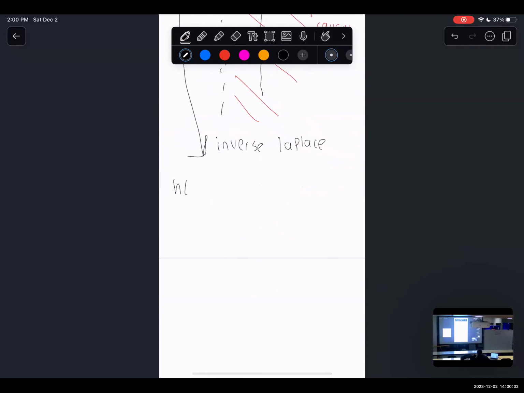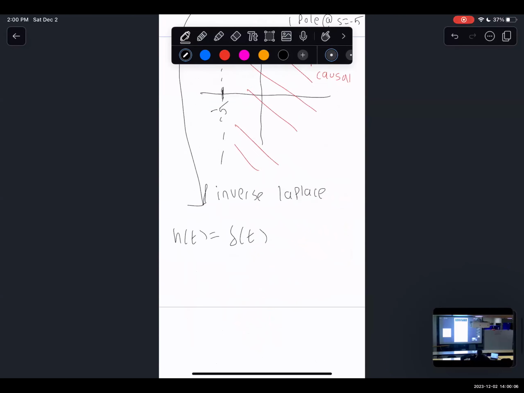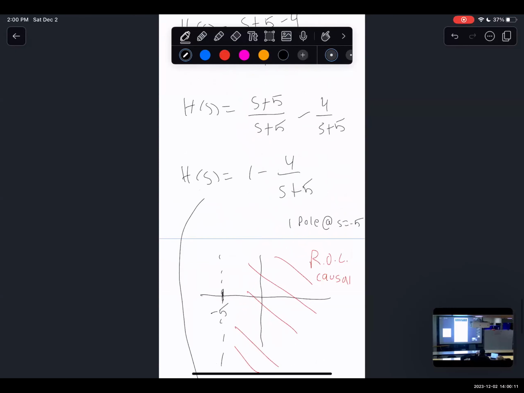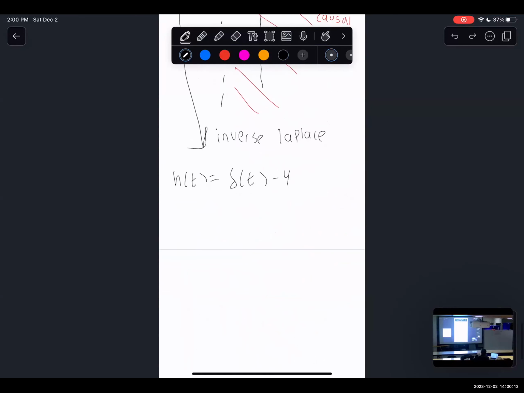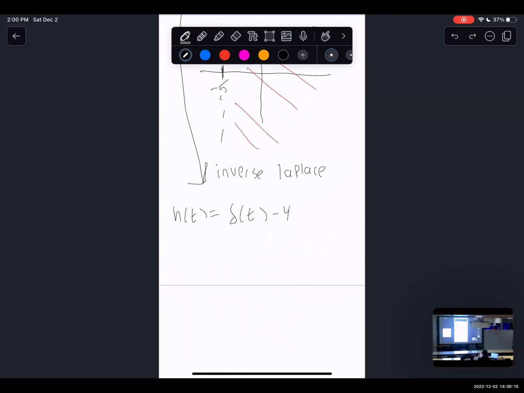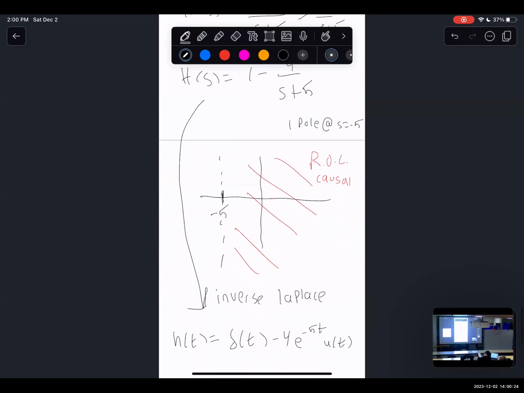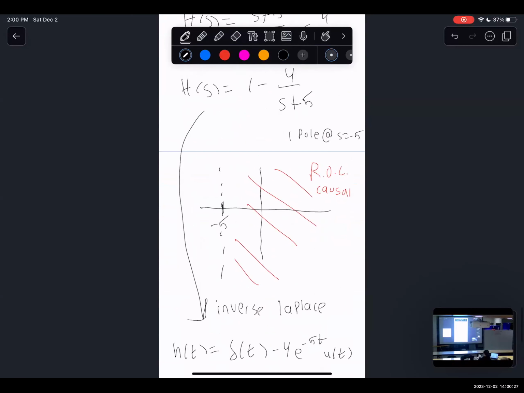So then we get our h of t equals delta t, which is the one, right? We have this one here, minus 4. I'm bringing down the 4 here. And then I'm applying the property. So we're going to get 4e to the minus 5t u of t. Okay. Any questions, guys? Any questions?